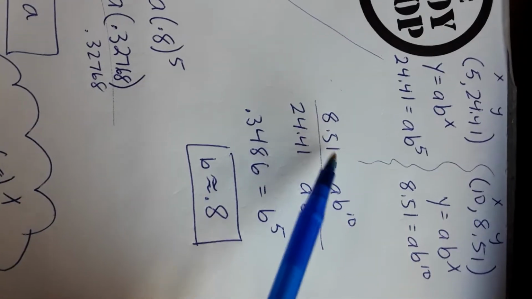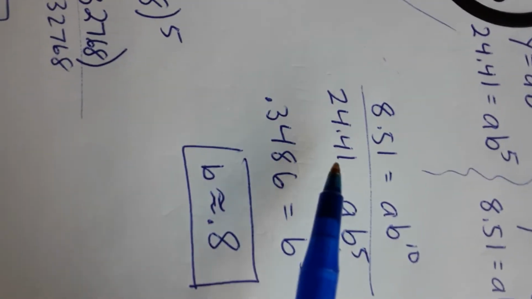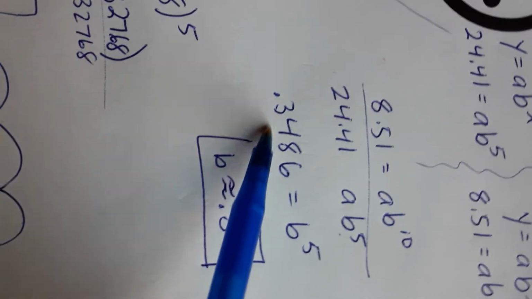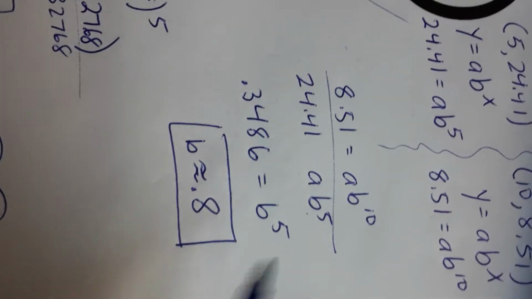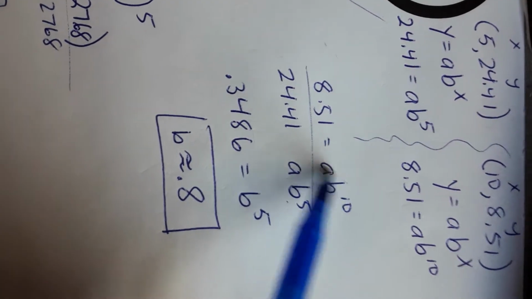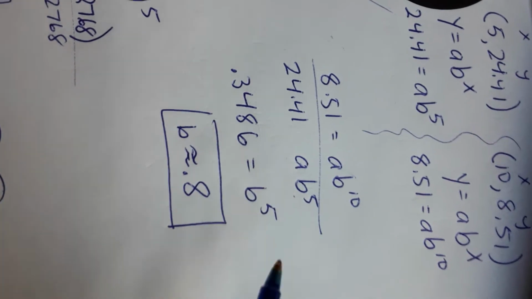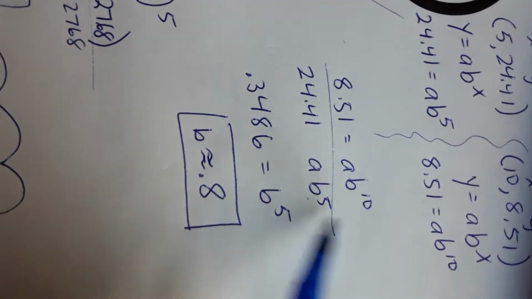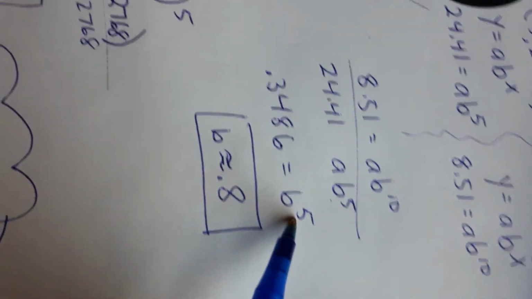And so when I put these into the calculator, the 8.51 and the 24.41, I just get this little decimal. And when I divide a divided by a, well, a divided by a is 1, so those canceled out. And then b to the 10th divided by b to the 5th is actually, the law of exponents says you just go 10 minus 5. So that's where this b to the 5th came from.